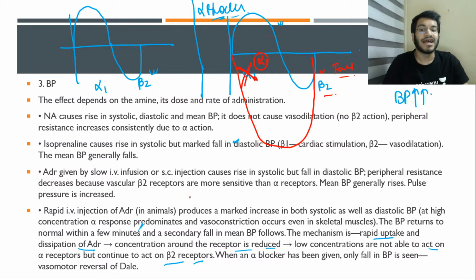and this is called vasomotor reversal of Dale. If you have taken an alpha blocker, then never ever give adrenaline to that patient. Otherwise there would be hypotensive crisis and you won't even know, right.